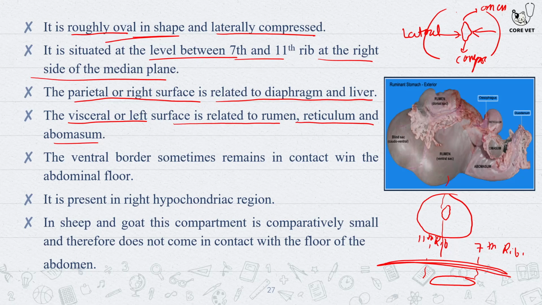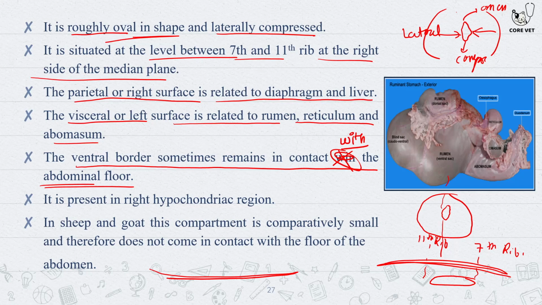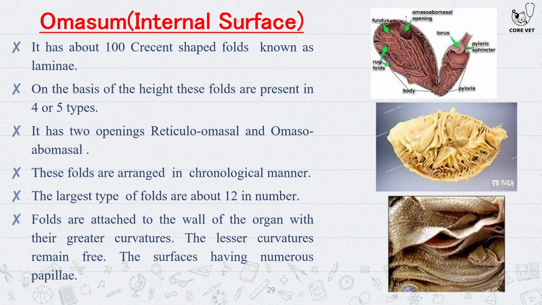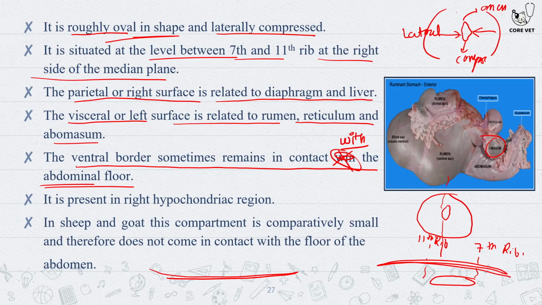Okay, the ventral border sometimes remains in contact with the abdominal floor, right? So this omasum sometimes is in contact with the abdominal floor. Now it presents a hypochondriac, right side में hypochondriac region होता है. It is the right hypochondriac region present in the omasum.